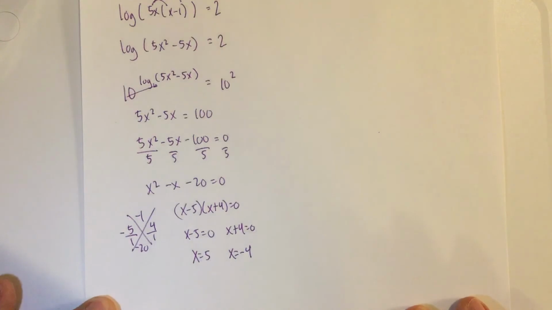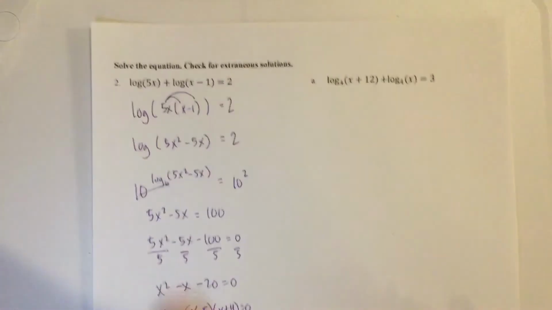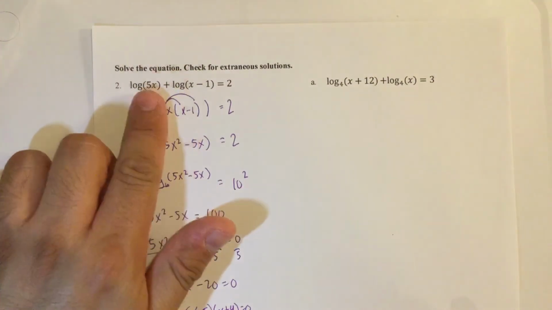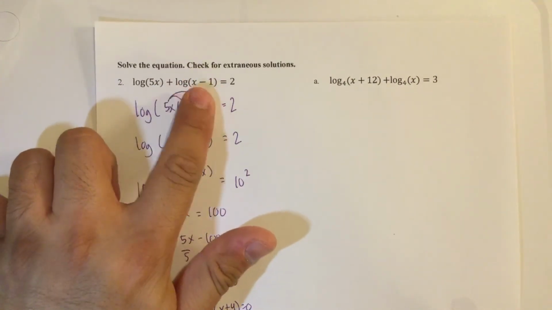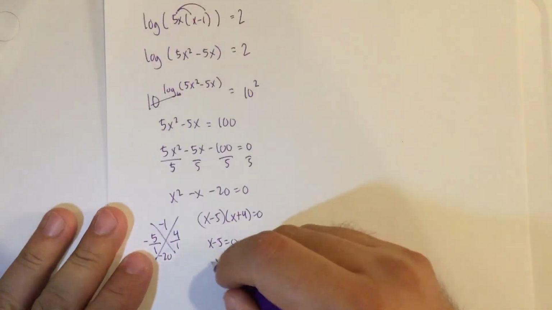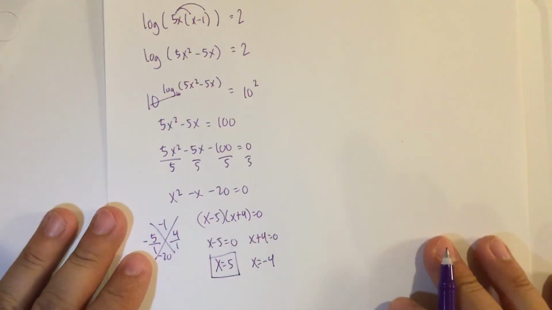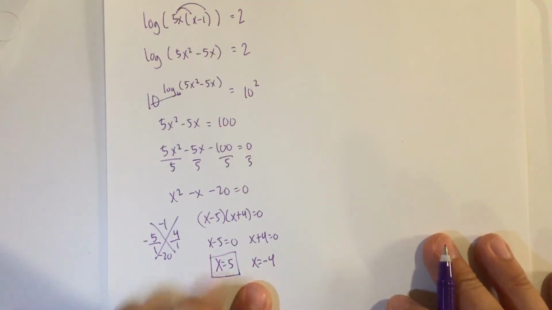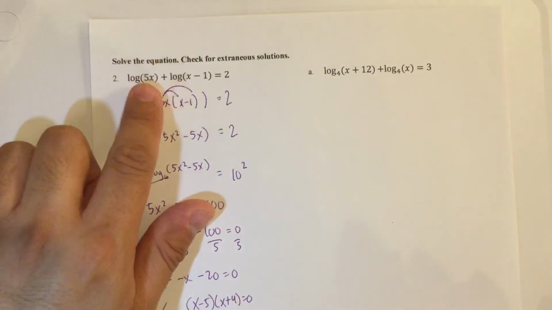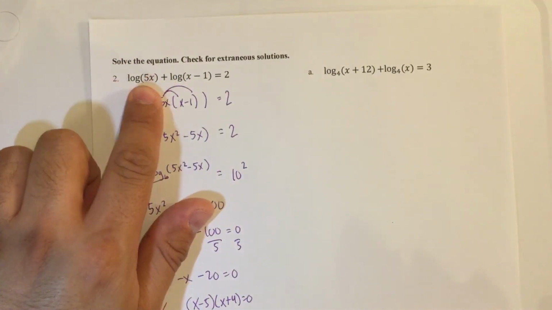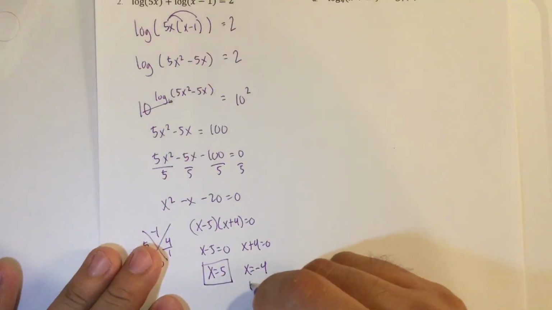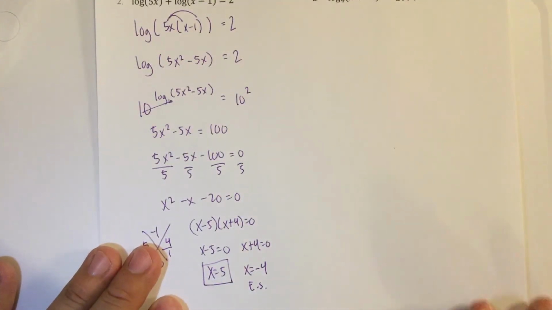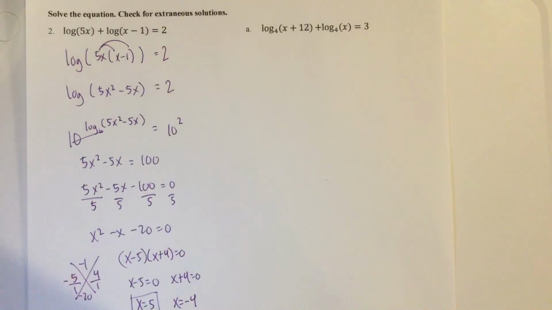Now, checking for extraneous solutions, just like before, we're going to plug it back into the original. So we start with this 5 here. 5 times 5 is 25. That's positive, so that's going to work. 5 minus 1 is positive 4, so it looks like this is going to check out. You can always double check by typing it in the calculator, make sure it does work. Now, negative 4. 5 times negative 4 is negative 20. You cannot take the logarithm of a negative number. Therefore, this is extraneous.